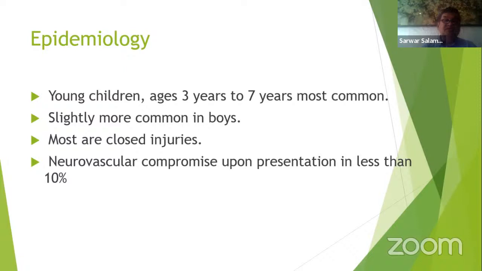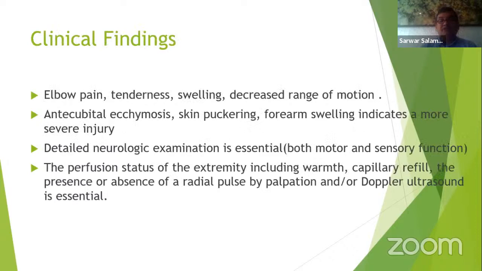So elbow pain, tenderness, swelling, decreased range of motion, all of these you'd find in a post-traumatic elbow injury, in a supracondylar fracture patient. And if there is antecubital ecchymosis, puckering of skin, and too much swelling, that should alarm us. We should do a detailed neurological examination.